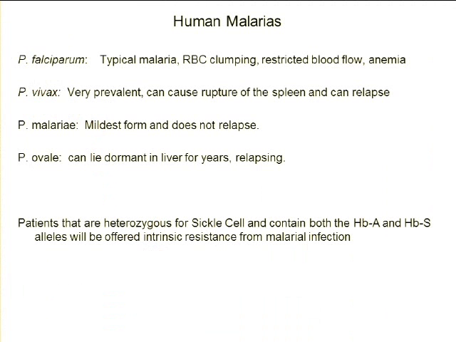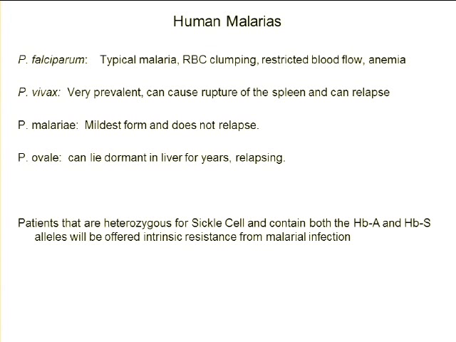All right, if we look at the human malarias, again, there's 4 species. Falciparum is the typical malaria that's very good at causing the red blood cell clumping, restricting blood flow, and causing anemia. These other 3 can be prevalent as well. You can see some of the features of these. The Vivax is very good at causing rupture of the spleen. And so this is very bad because the spleen is full of blood, and if the spleen ruptures, you better remove it and tie it up quickly, or else this patient's going to bleed out. Okay? There's just some differences here between the species.